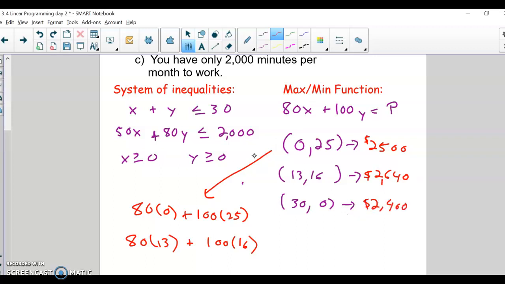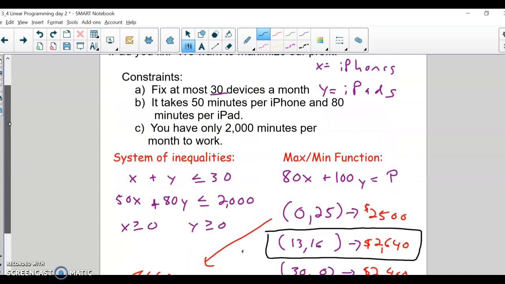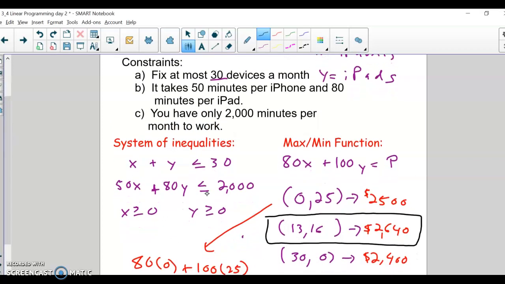Based on this, it looks like our best plan, say this is a monthly plan, would be to fix 13 iPhones and 16 iPads, for a profit of 2,640. That's our best bet here if we're trying to maximize our profit. In homework, do this kind of work and then sketch the picture of the graph. Make sure you clearly understand our answer here: 13 iPhones, 16 iPads, $2,640 profit.